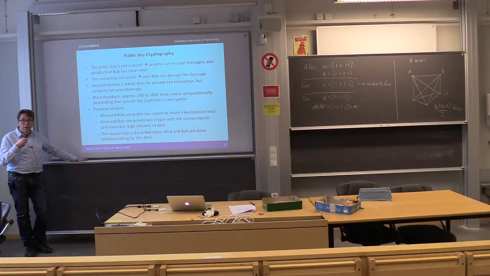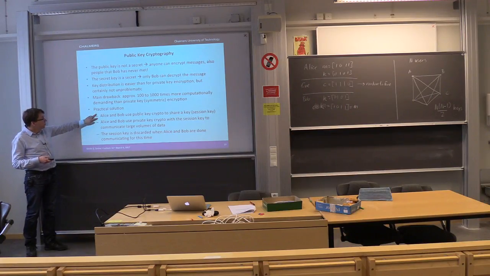Okay? So, practical solution. Alice and Bob use public key crypto to share a key. We call that the session key. Alice and Bob then use their private key crypto, maybe AES or something like that, with the session key that they just now shared, right? And then communicate large volumes of data.